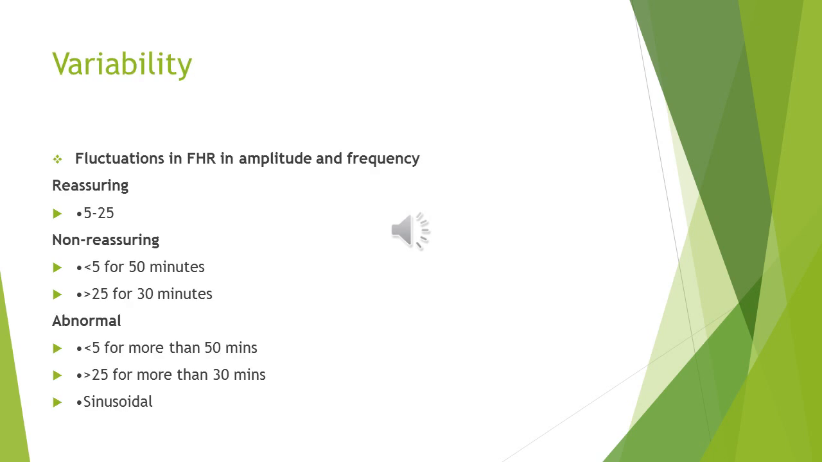So what is variability? Variability is the fluctuations in the fetal heart rate in amplitude and frequency. In simple terms, these are the oscillations which you can see in the CTG tracing. We have two types of variability. We have short term, we have long term.